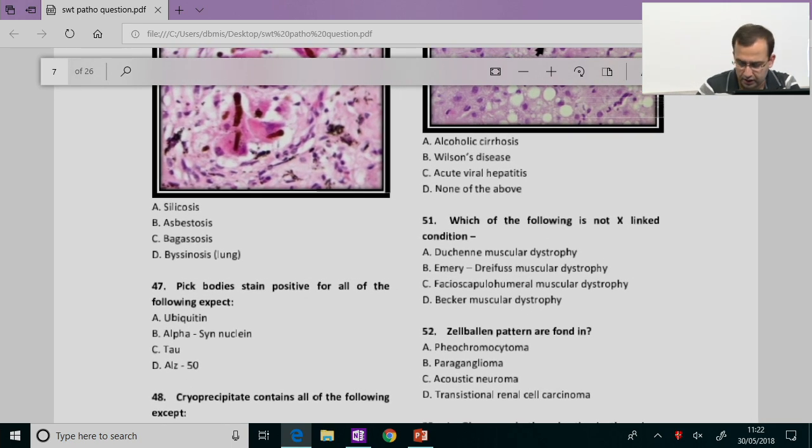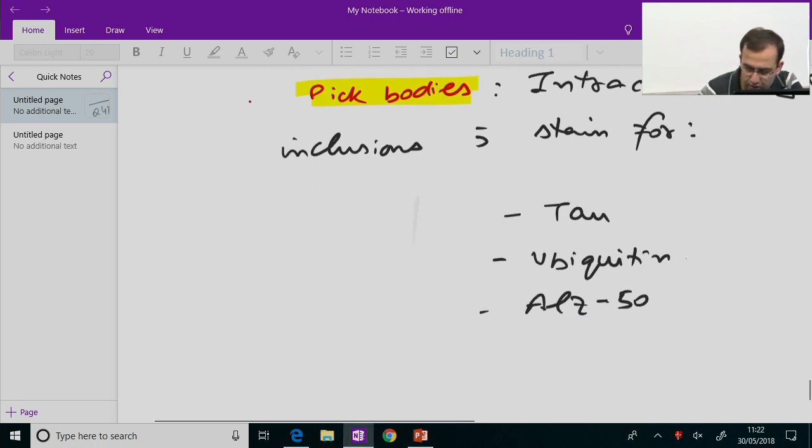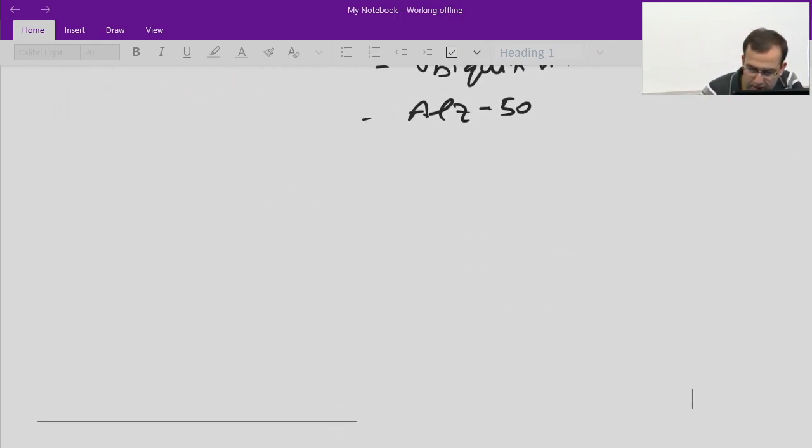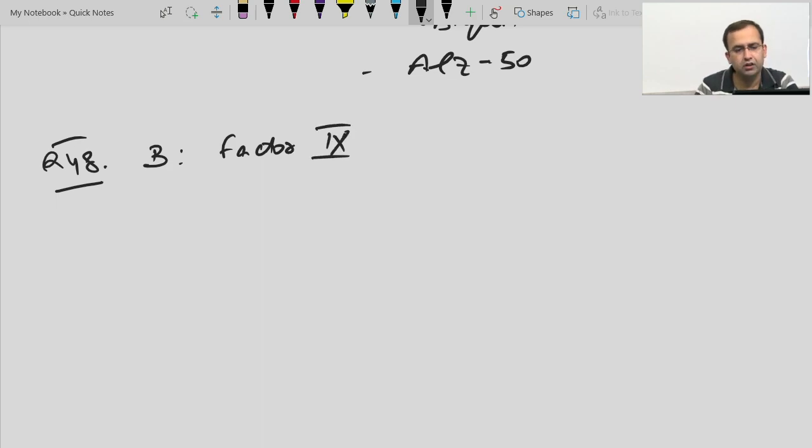Next, let me slightly enlarge it. This gets us to the next one, question 48. Cryoprecipitate contains all of the following except factor 9. So the answer to question 48 is B, factor 9. Cryoprecipitate contains all except factor 9.